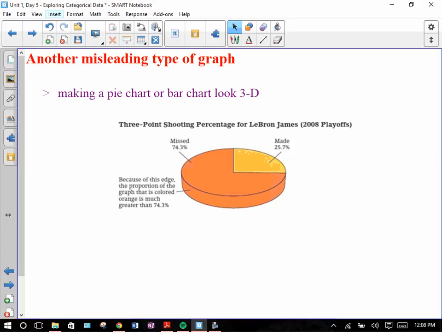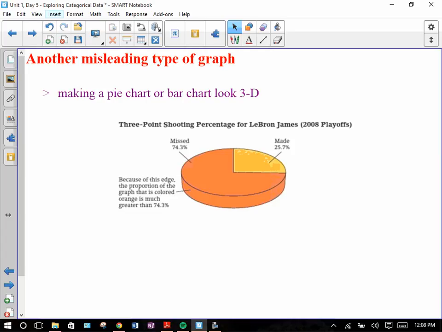This little extra piece right here on the side makes this look like it's more than what it really is. It makes this look like it's more than 75% of this graph. Because all you can see is this edge colored in orange, but you can't see the height of this graph in yellow in the background. All right, so it makes it appear, it's not actually, but it makes it appear that the orange is more than what it really is. It makes the percentage of orange look greater than what it really is.